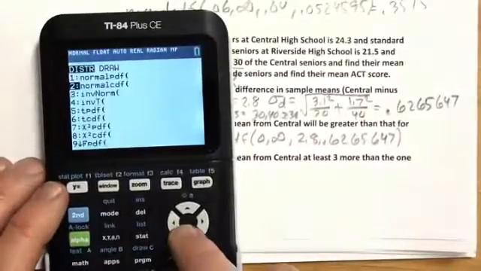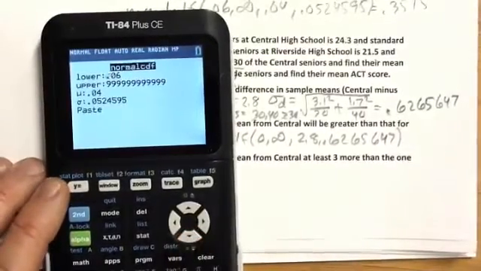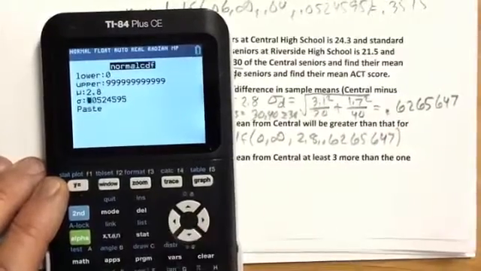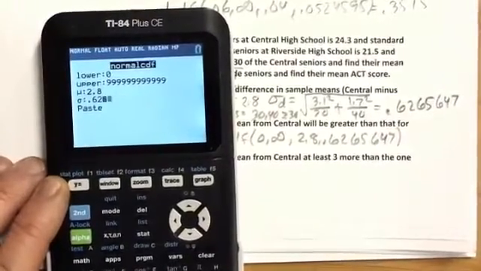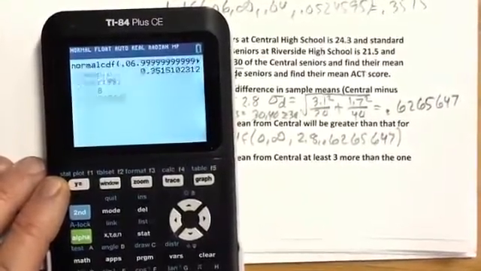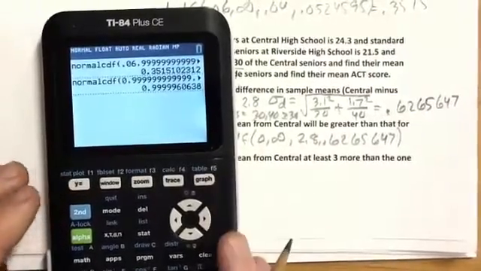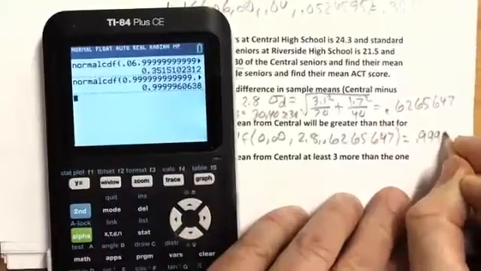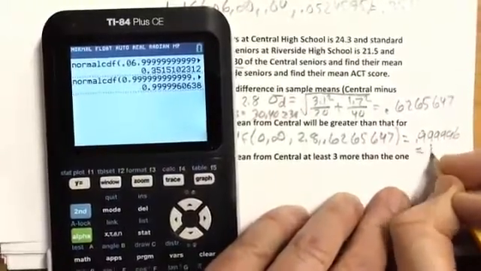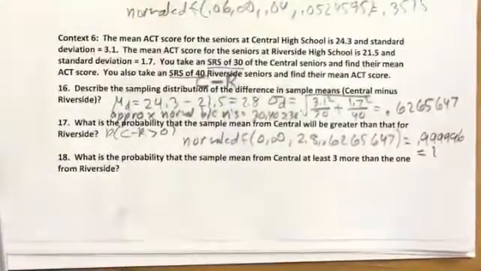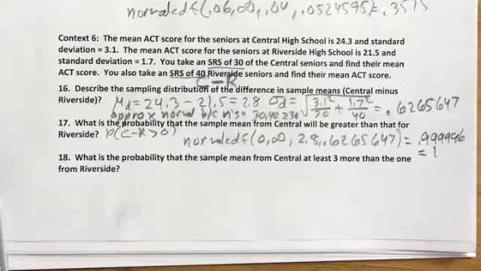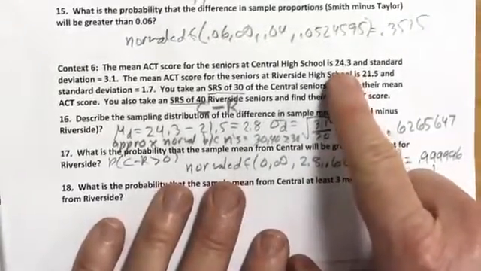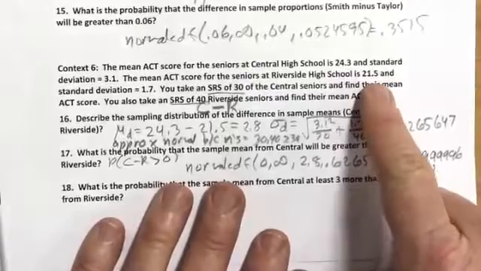Second distribution, normal CDF, and that is 0 to infinity. Our mean is 2.8, and our standard deviation would be 0.6265647, and we get 0.99. We get effectively 1. So we get 0.999996. It's approximately equal to 1. In other words, it's a virtual certainty that Central is going to be greater than Riverside. And you sort of expect that because Central is 24.3 on average, and that's 21.5 on average.